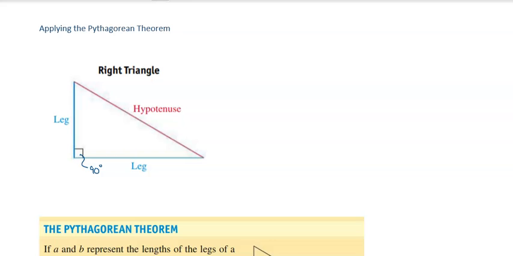The side opposite the right angle right there, that's called the hypotenuse, and it is always the longest. Always longest. Okay? And it's only called that if it's directly across from a 90-degree angle. The other two are called the legs.